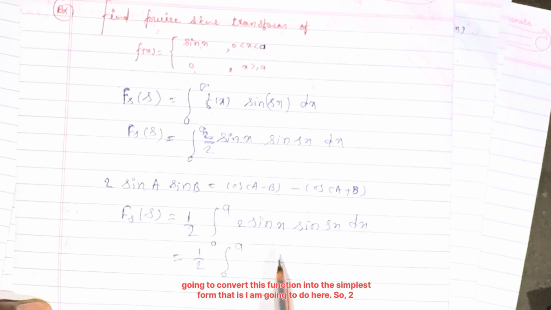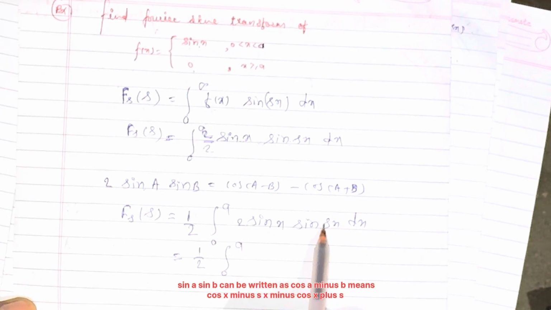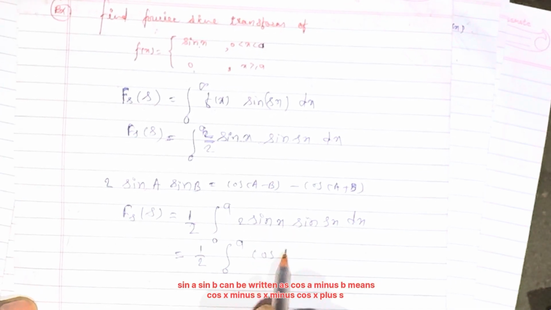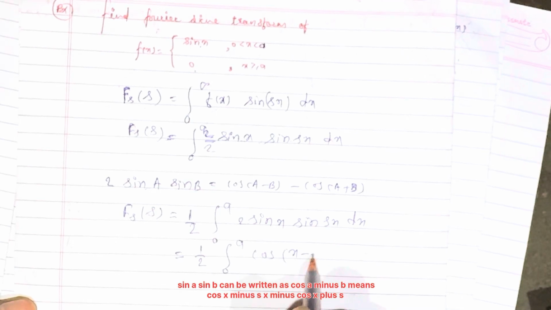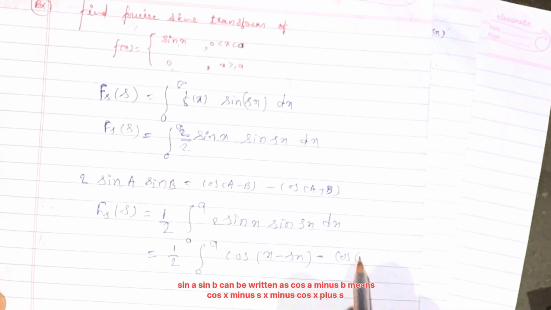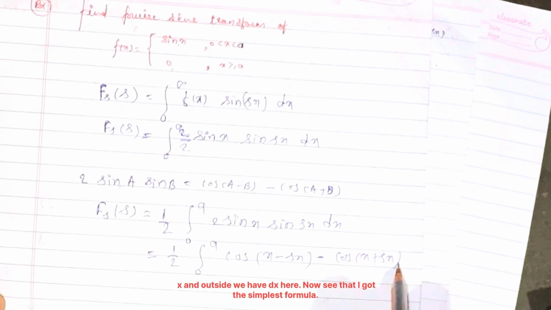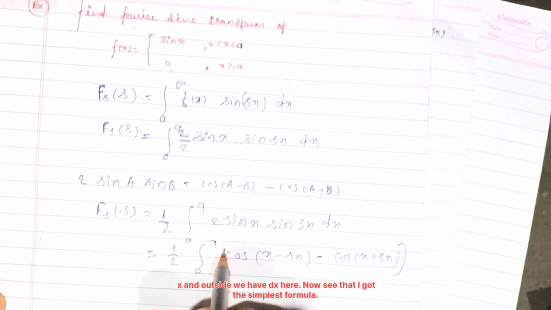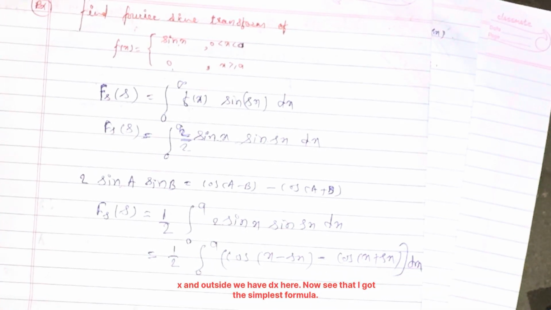So 2 sin a sin b can be written as cos(a minus b) minus cos(a plus b), meaning cos(x minus sx) minus cos(x plus sx), and outside we have dx here. Now see that I got the simplest form for our integration.